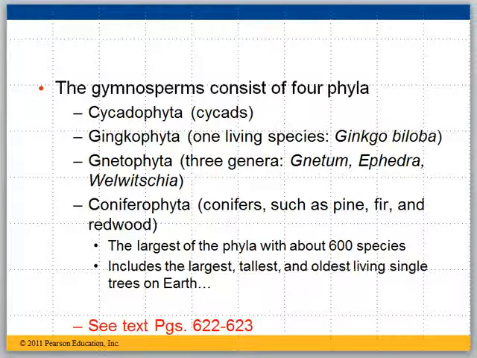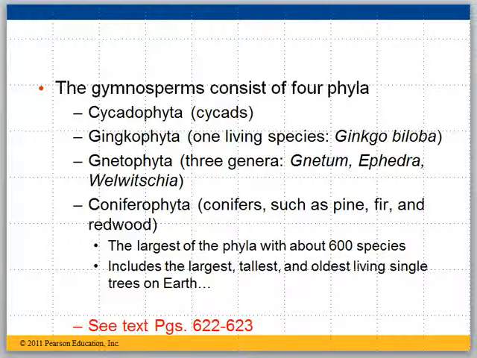We're going to look at each of them briefly. I wouldn't necessarily ask that you have all of this information memorized, but just to look at the 4 phyla examples of the modern gymnosperms. The main one you're going to be familiar with is the last one, the Coniferophyta, and we'll spend most of our time talking about those, but there are 3 others as well.